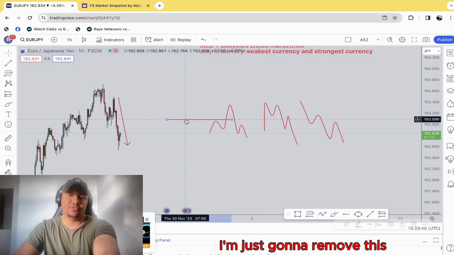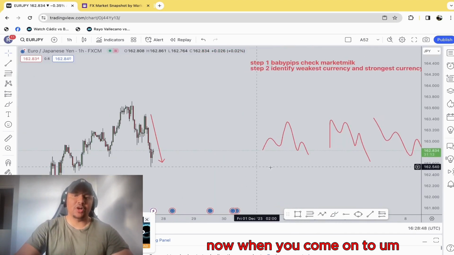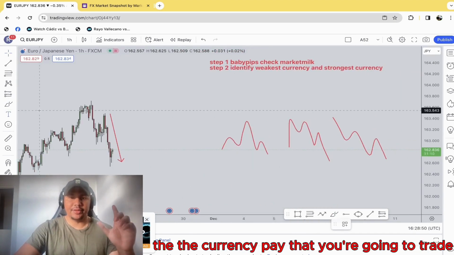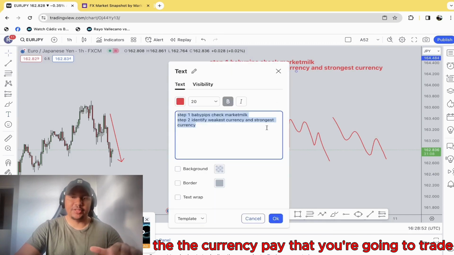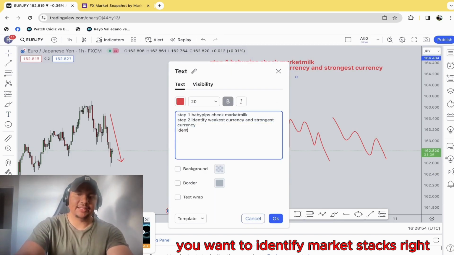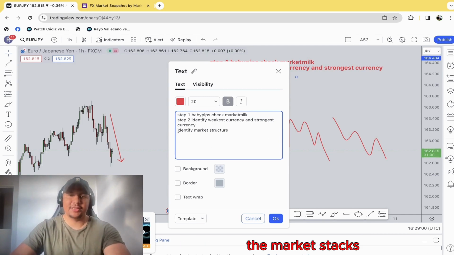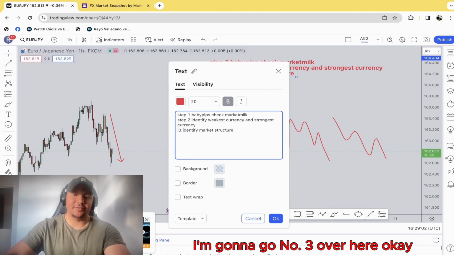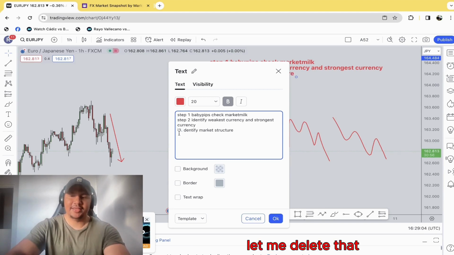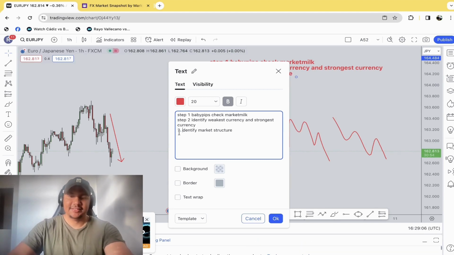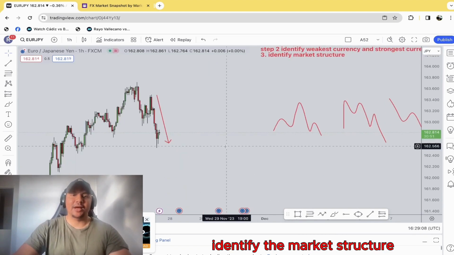I'm just going to remove this. Now, when you come on to the currency pair that you're going to trade, you want to identify market structure, right? So the first thing you want to do is identify the market structure. I'm going to go number 3 over here. Okay, let me delete that. There we go. Identify the market structure.